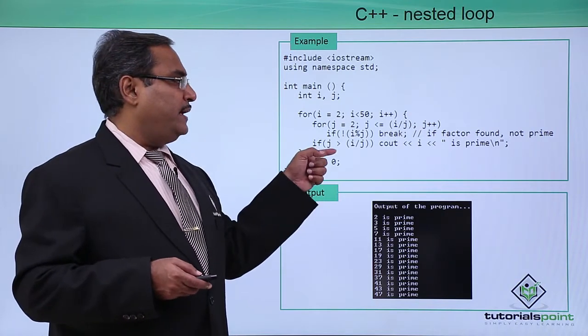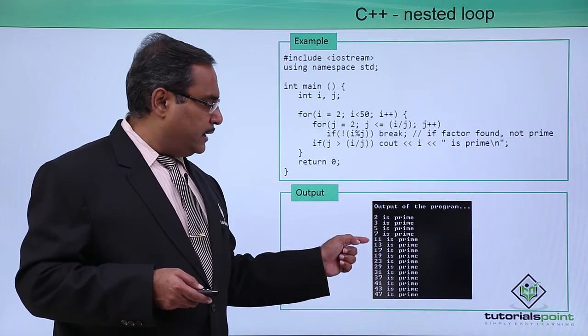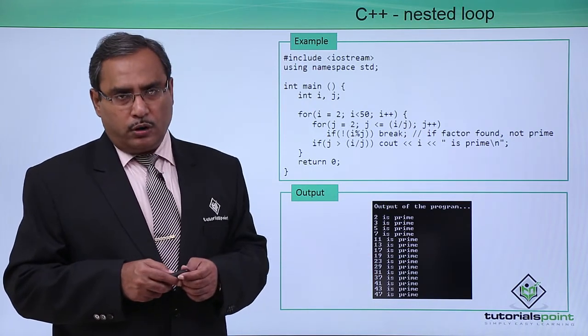In that case, if I execute my code, it will produce the output like this. Here you can find that all the prime numbers have got listed.